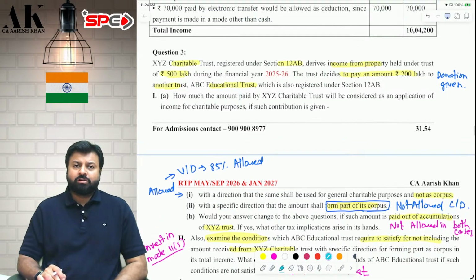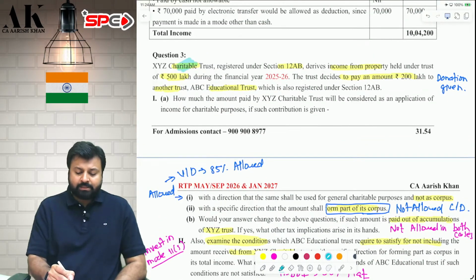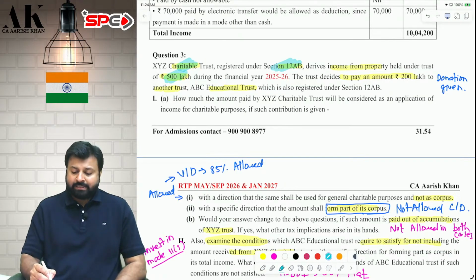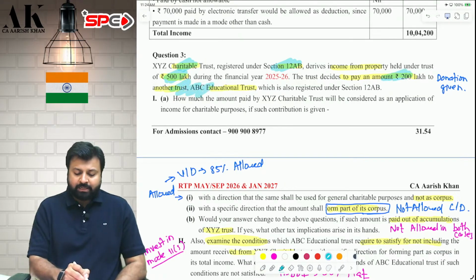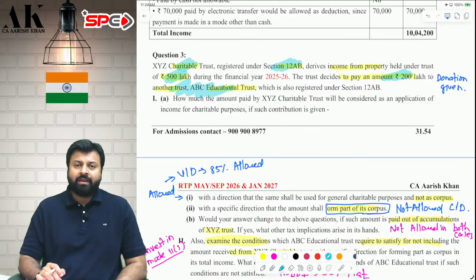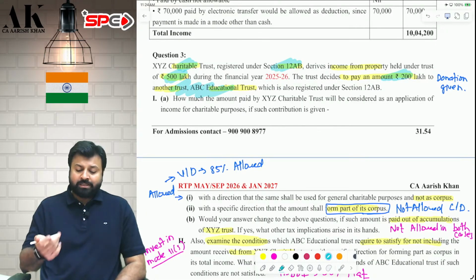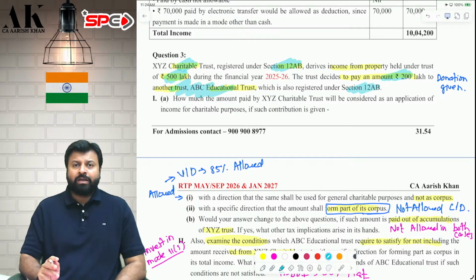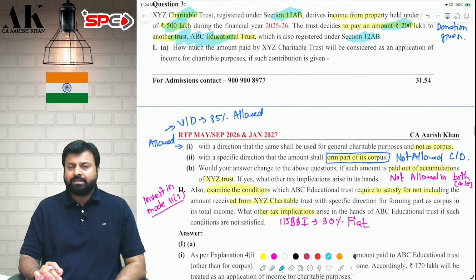That third question is on charitable trust. There is a charitable trust registered under 12AB. The income of the trust is 500 lakhs. Now the trust is giving a donation of 200 lakhs to another charitable trust. Now we need to identify whether this donation given to another charitable trust, which is also registered under 12AB, is allowed or not in the following circumstances.